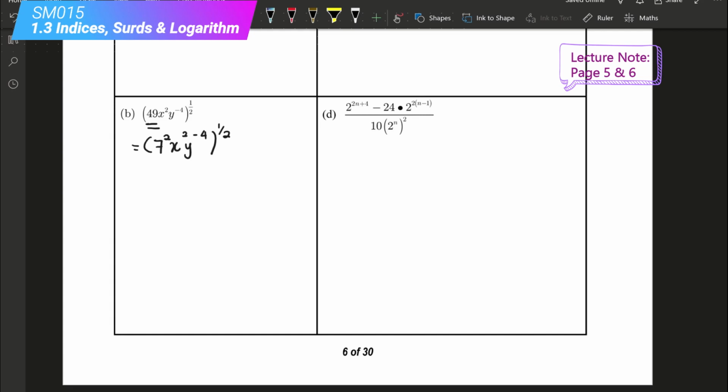Okay, 7 square x square y to the power of negative 4. Now it is in the lowest base, which is 7. So what can we do next?